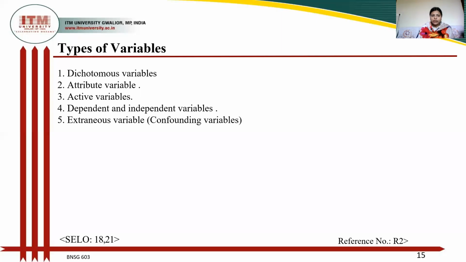Dichotomous means there are two variables. Attribute variable means which we are going to assess them. Active variables which are really active. Then we can say that there is a dependent variable, there is an independent variable, then there is an extraneous variable. So we will be seeing them one by one when we study the unit. There is a unit on sampling and everything. That time we can go in depth with all these things.